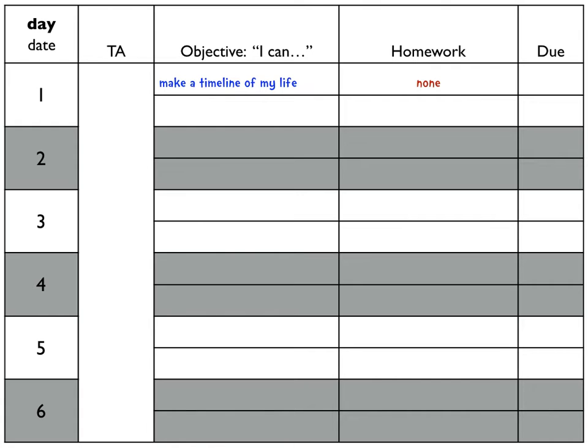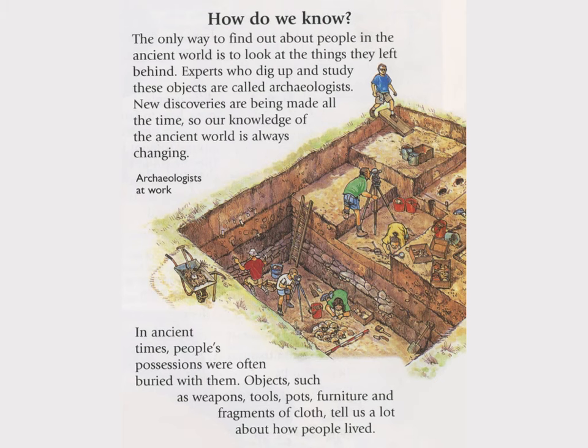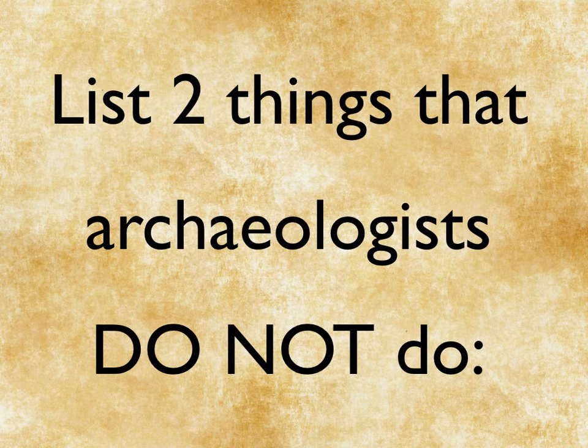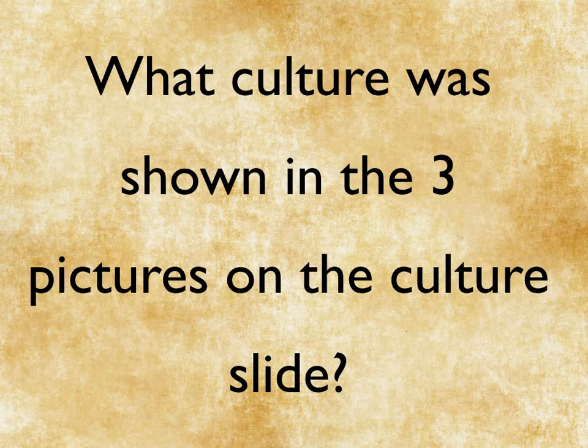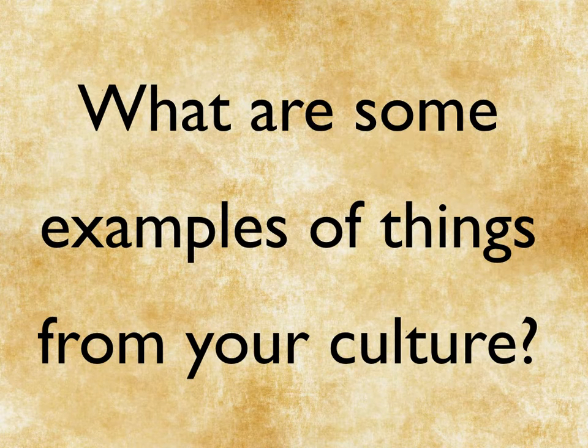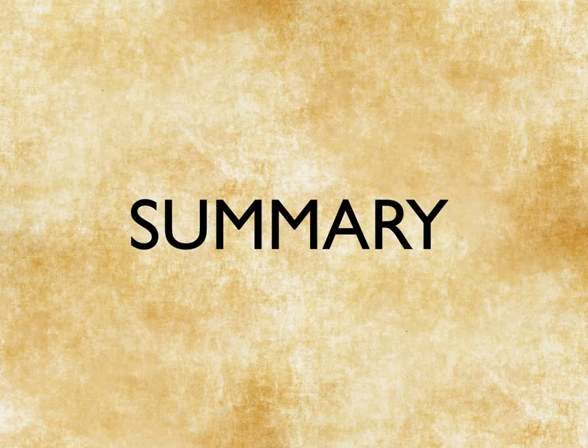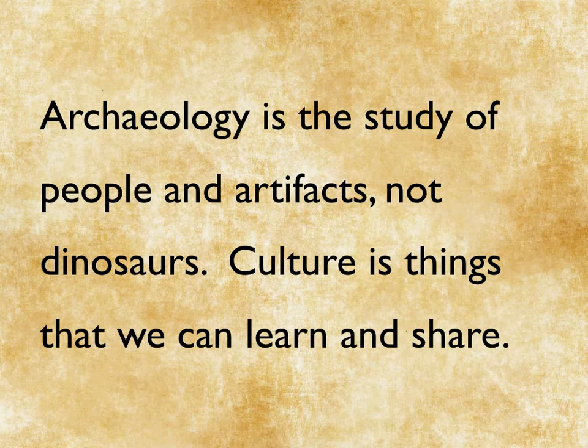Okay, finishing up yesterday's notes, what is archaeology? First, we did this quick reading on archaeologists and what they do, and then we answered these questions in the left column. List 2 things that archaeologists do not do. What does analyzing mean? What culture was shown in the 3 pictures on the culture slide? And what are some examples of things from your culture? Then we wrote a summary down at the bottom. Here's a sample. Archaeology is the study of people and artifacts, not dinosaurs. Culture is things that we can learn and share.